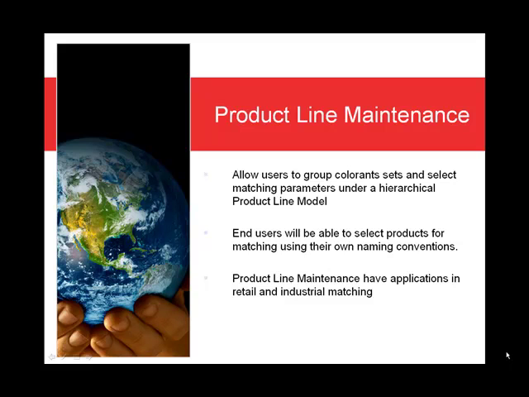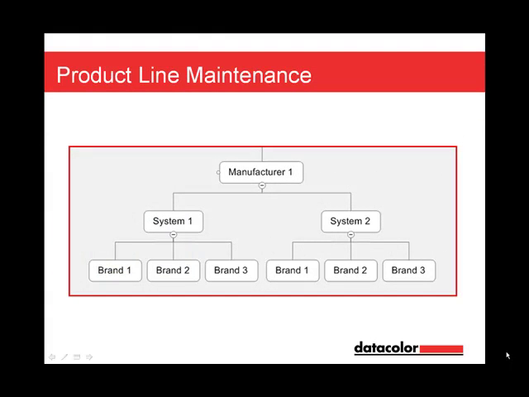The first diagram shows an example of the top 3 levels in a product line hierarchy. The hierarchy is set up in a parent-child relationship. A parent may have many children, but a child may only have one parent. In other words, a manufacturer may have many systems, but a system can only have one manufacturer.